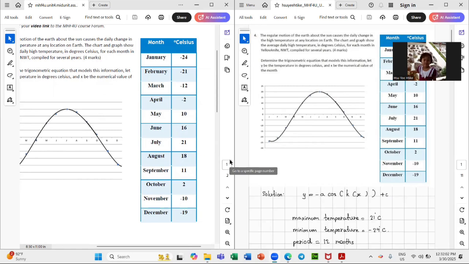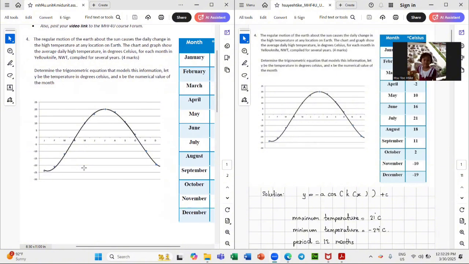The temperature in October is 2 degrees Celsius. The temperature in November is negative 10 degrees Celsius. The temperature in December is negative 19 degrees Celsius. So by looking at the chart, we can see that the maximum temperature is 21 degrees Celsius in July, and the minimum temperature is negative 24 degrees Celsius in January.